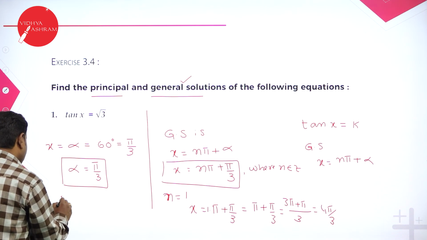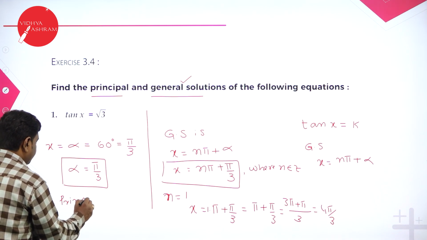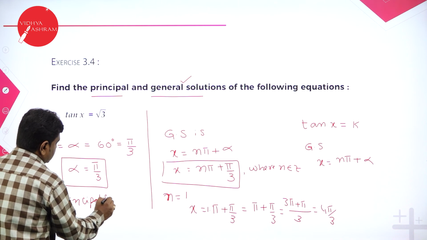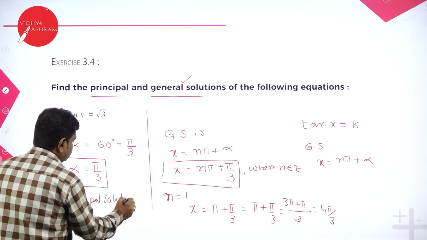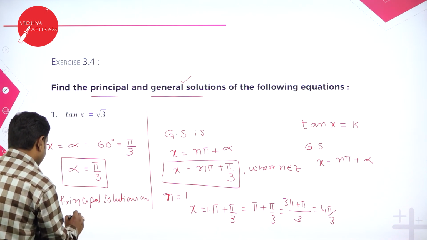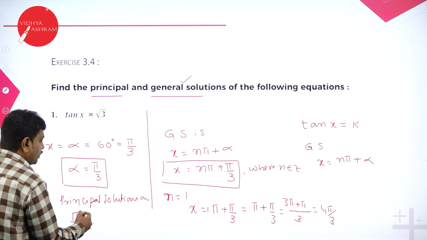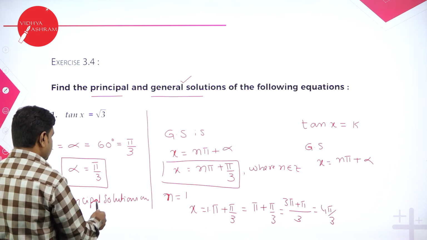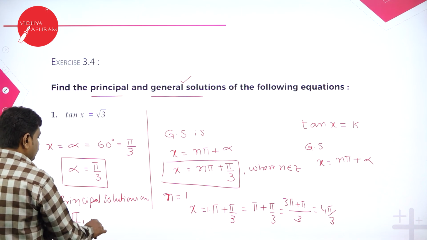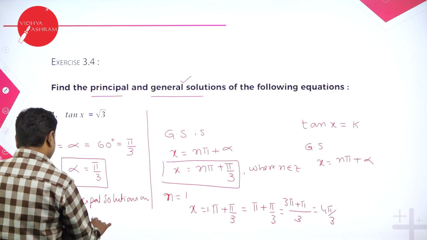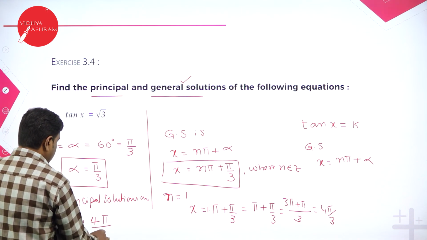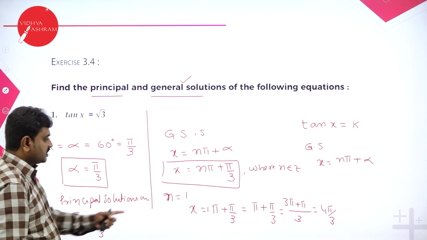Therefore, the principal solutions are: one is pi by 3, 60 degrees. The other one is pi plus pi by 3. All of you know tan of 180 plus theta is tan theta. So that is 4 pi by 3. So these are the principal solutions. These are the general solutions.